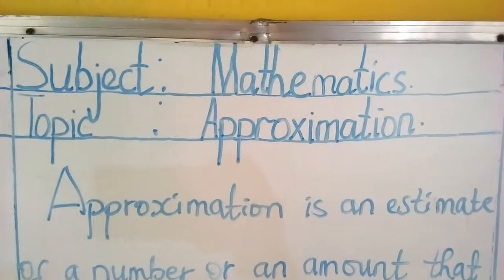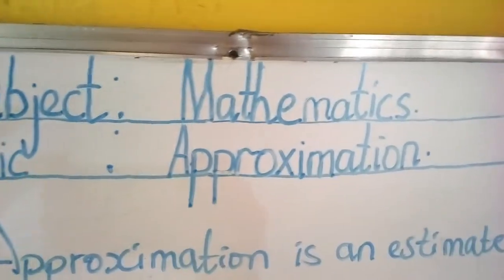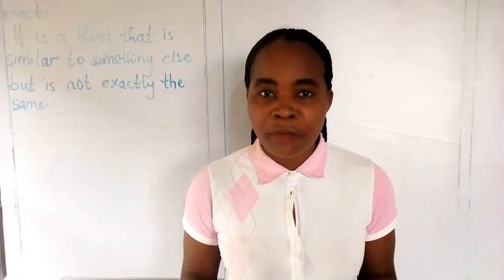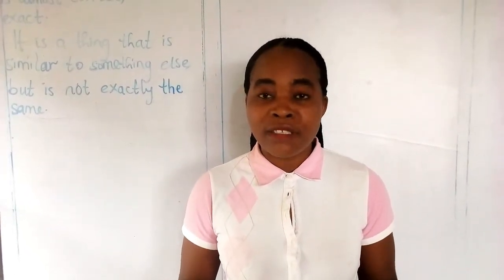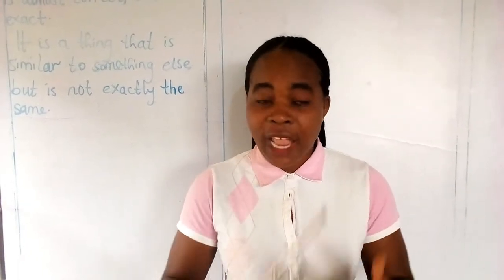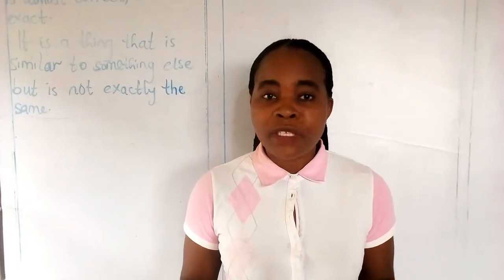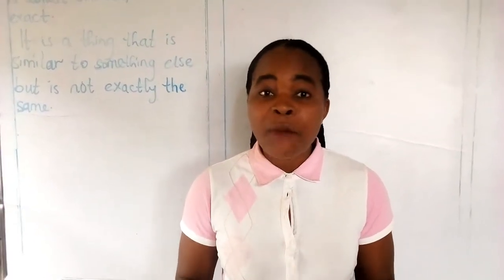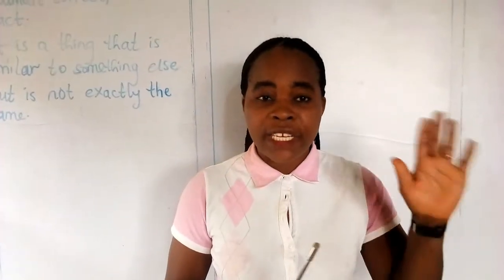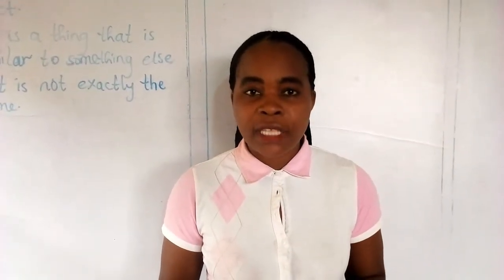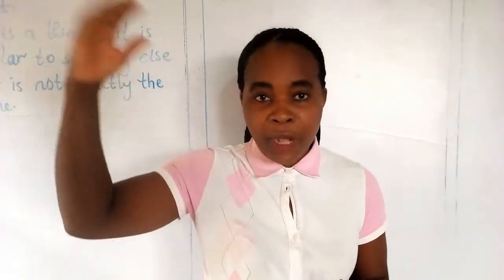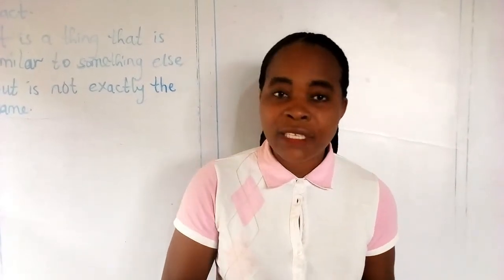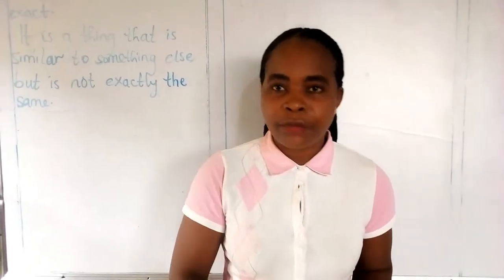Today, we want to look at approximation. What is approximation? Approximation is simply a number or an amount that is not correct. It is not exact. Another word for approximation is simply rounding off. In rounding off, we are either rounding up or rounding down. In rounding up, we are looking at a number from 5 and above. And when we are rounding down, we are looking at a number less than 5. That's from 4 to 0.